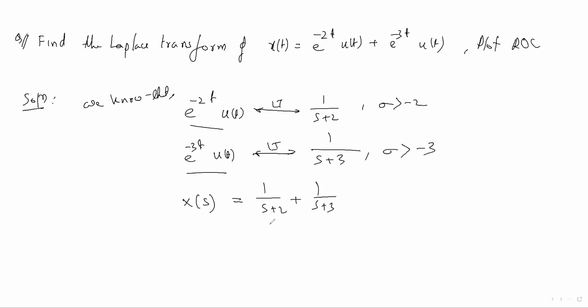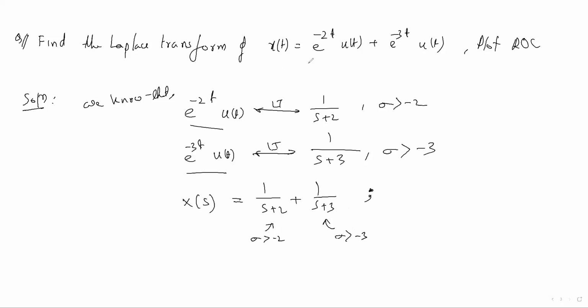And for this, what is the ROC? ROC should be greater than minus 2. And for this, what is the ROC? ROC should be greater than minus 3. Okay, but overall the ROC should be one. It's not that they differently say something and we write the ROC of this as two conditions. It is not like that. The ROC should be one for one signal.